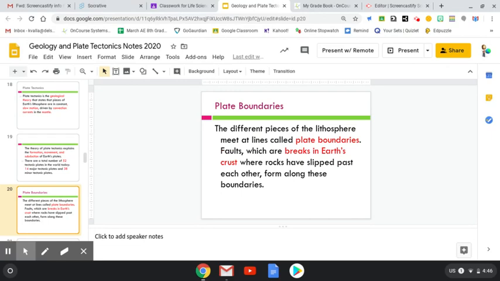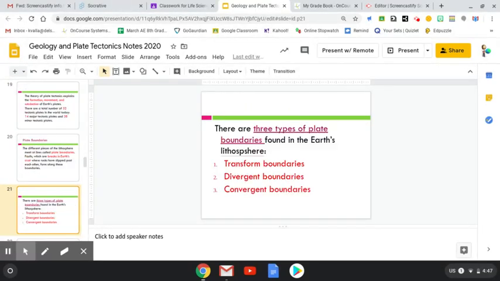So the next set of our notes is going to be talking about plate boundaries. Plate boundaries are really important because we're going to think about those floating sponges on that water, or the plates on our Earth, on our planet. They're going to coincide, or come near other plates. So we're going to talk about the interactions that typically occur at those plate boundaries. The different pieces of lithosphere meet at lines called plate boundaries. Faults, which are breaks in Earth's crust where rocks have slipped past each other, form along these boundaries.